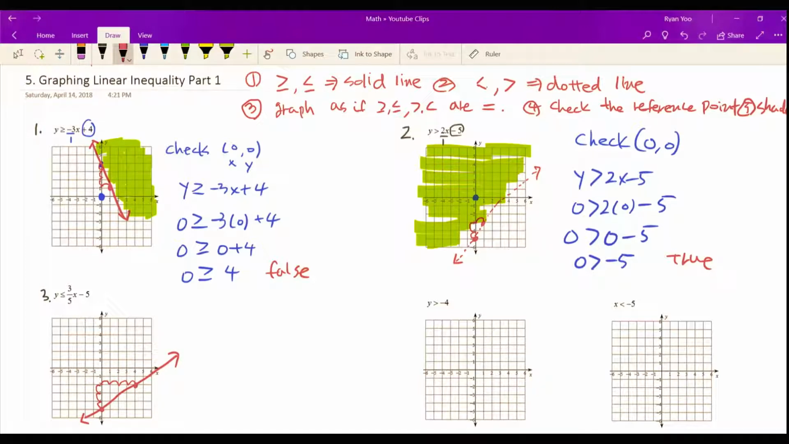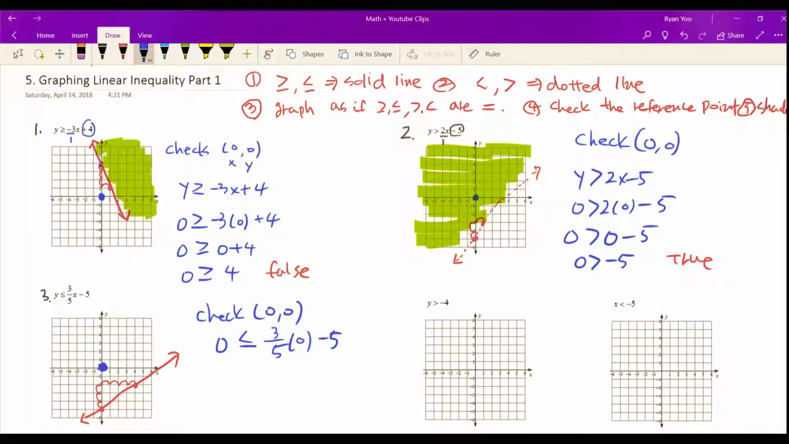Okay, so now we are going to check the point. Check 0, 0. So this is where it is. All right, so let's put it back in. y less than or equal to 3 over 5 times 0 minus 5. Oh, you know what? Let's do this: instead of y, let's put 0. Okay, we skip the step.